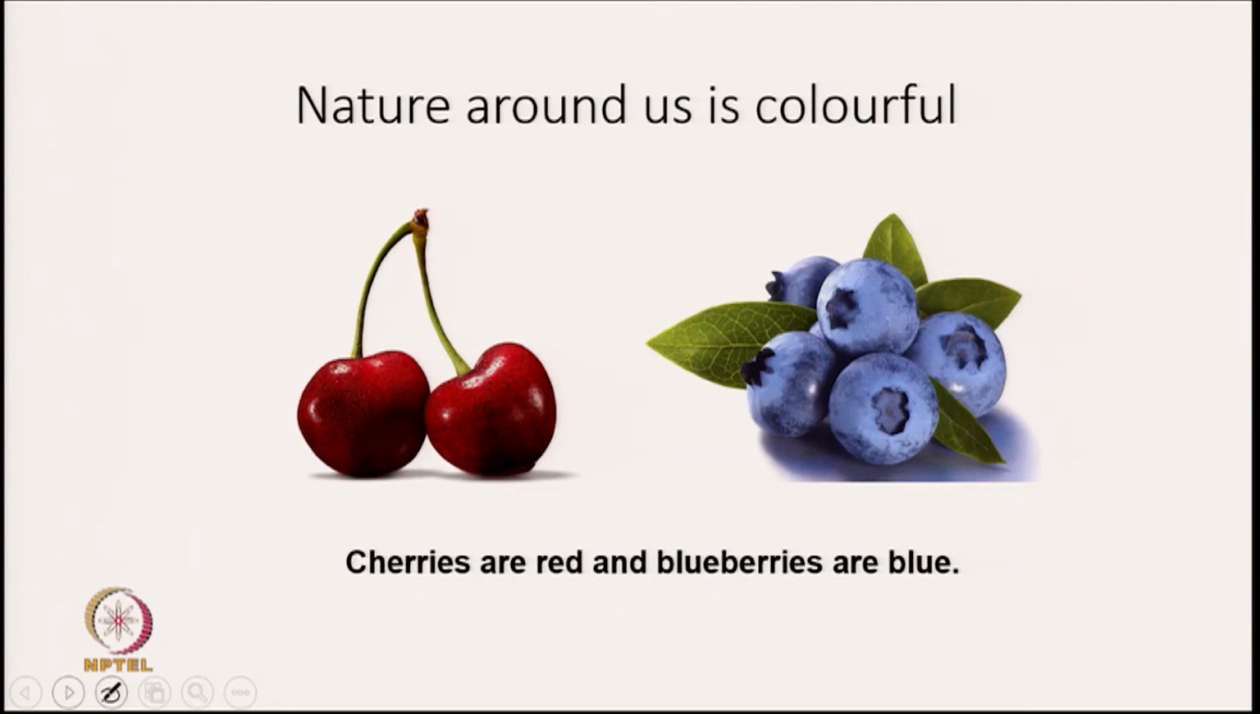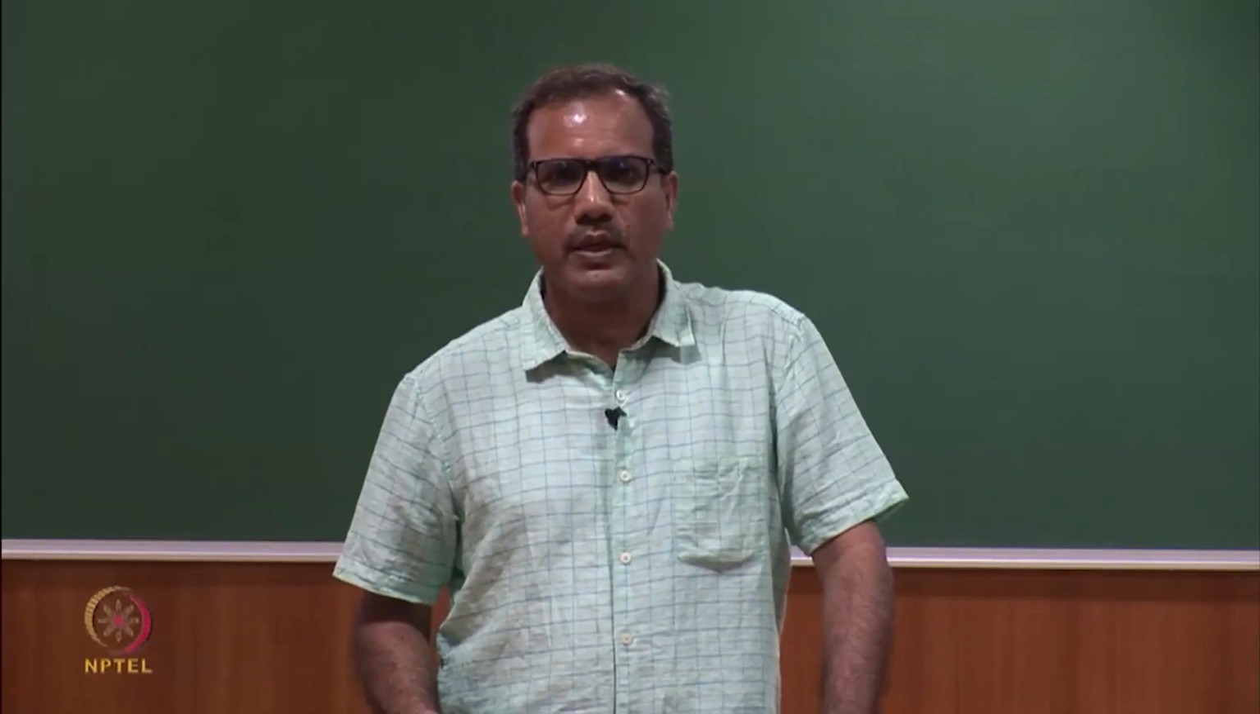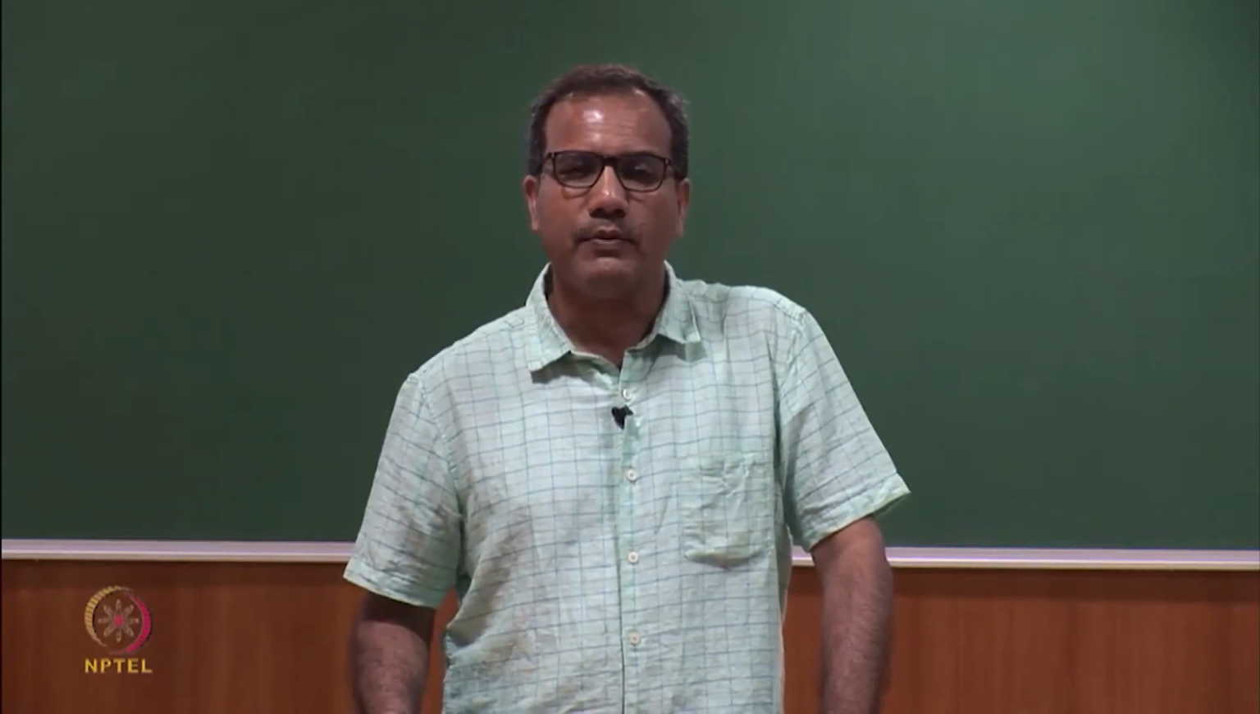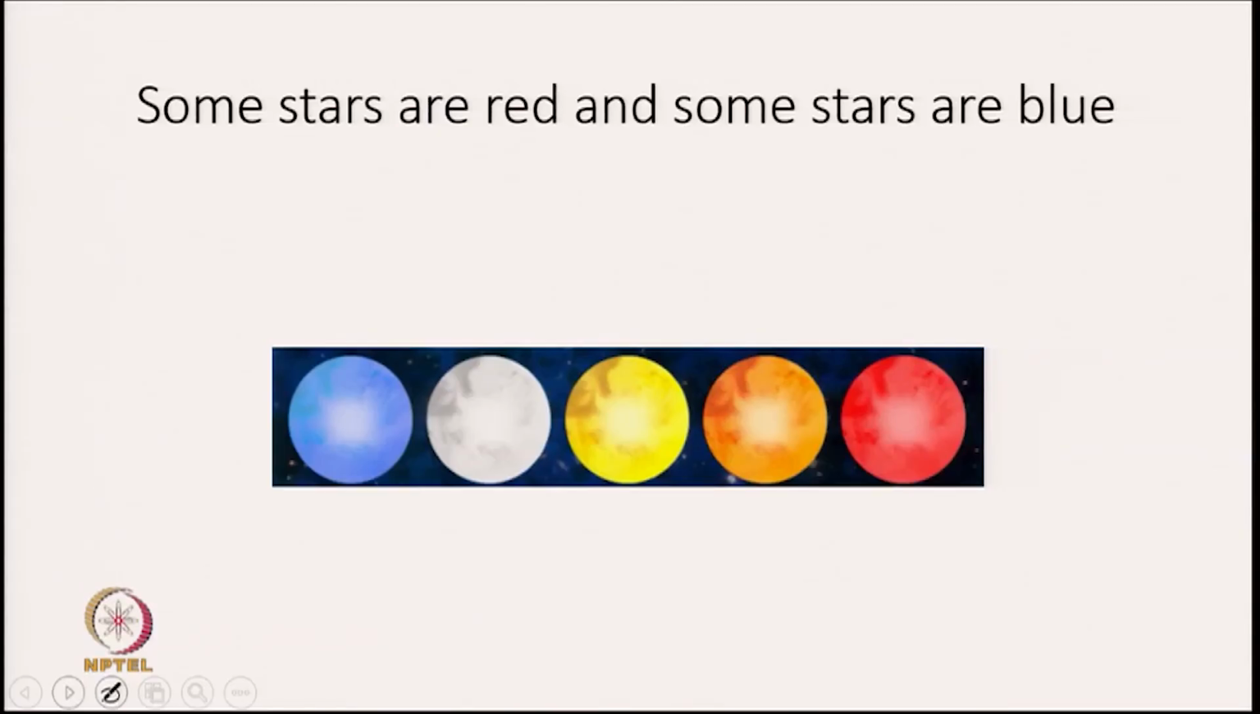And we know that nature around us is colorful. If you look around, you will see objects of different colors. For example, cherries are red and blueberries are blue. So, we need to understand why cherry looks red or blueberry looks blue. Similarly, if you look at the stars in the night, some of them will look red and some of them will look blue. Now, the question is why?